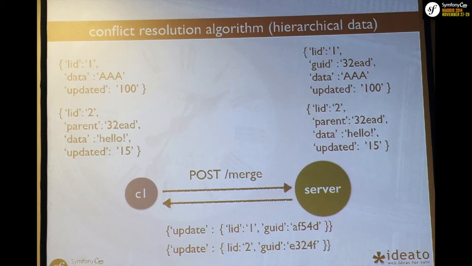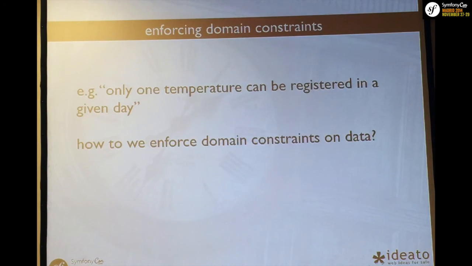One last step is enforcing domain constraints on this kind of algorithm. For instance, only one body temperature can be registered in a given day. This was an example of a domain constraint we had in our application. And how do you deal with it? Well, the easy way is to relax these constraints.